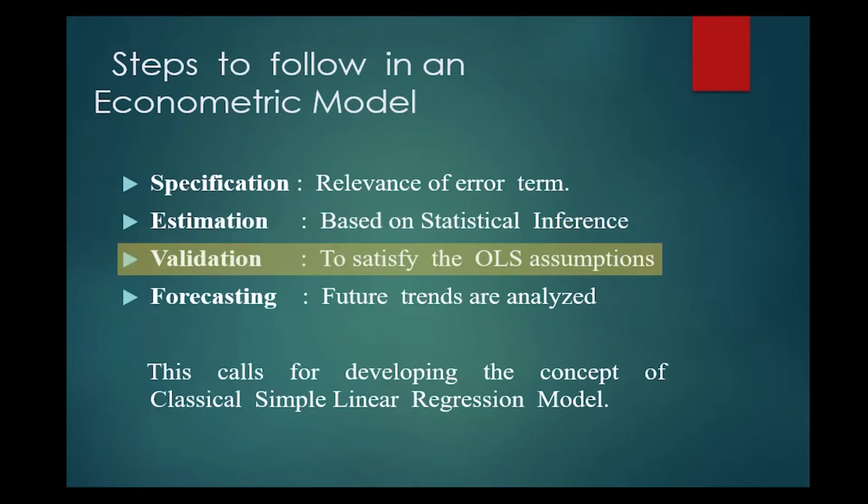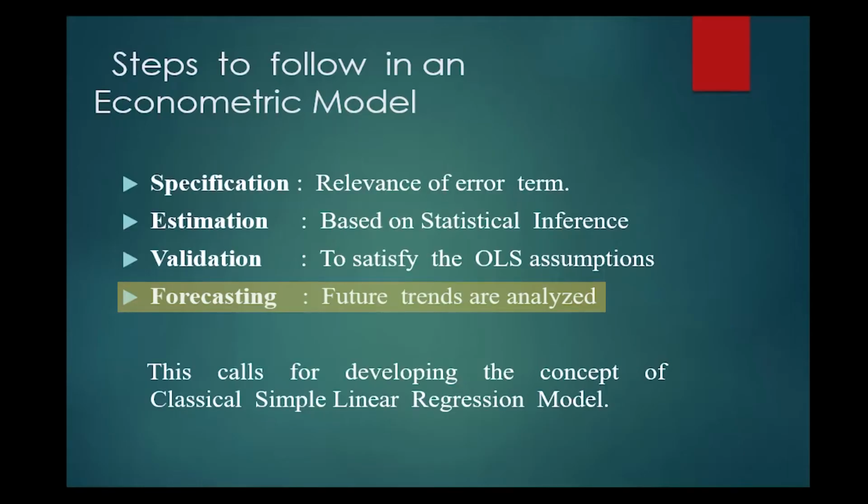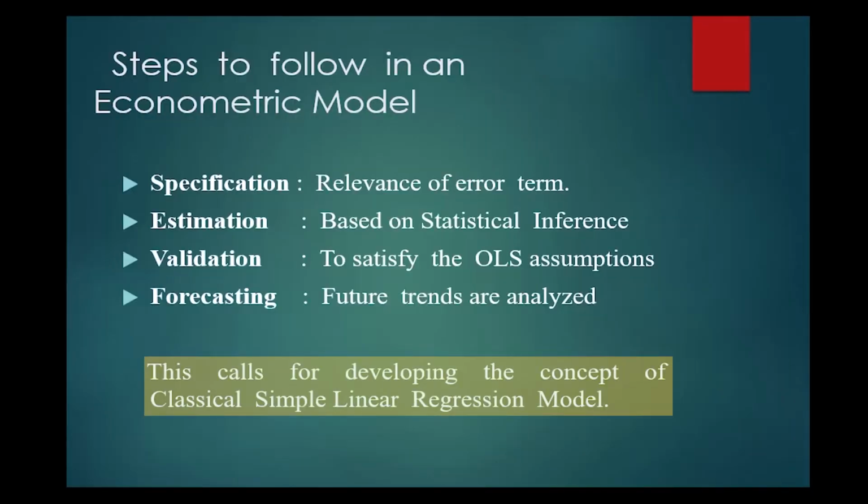This goes to the third step, which is validation. Whether the result is okay or not, whether the result is consistent or not, we need to validate the model. And this validation requires conducting some tests which make the result acceptable or not. And finally, we go for forecasting. So when we go for forecasting, we need to predict the future values. This basically calls on the concept of developing a classical simple linear regression model.